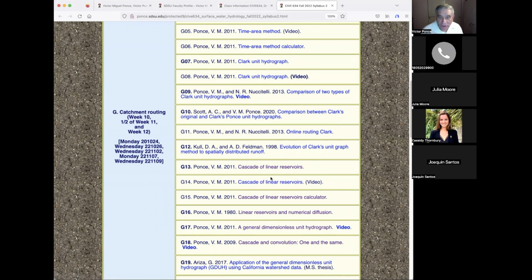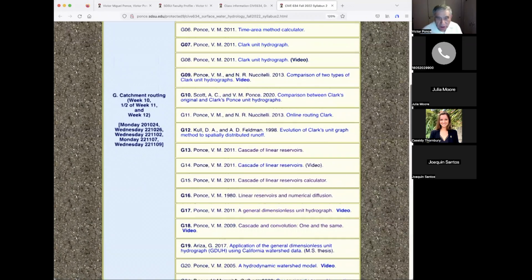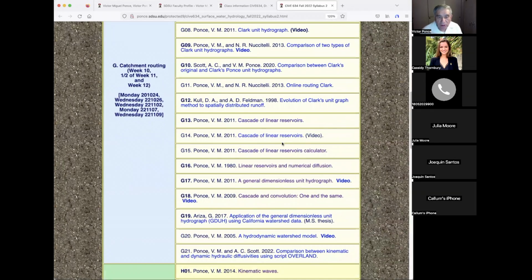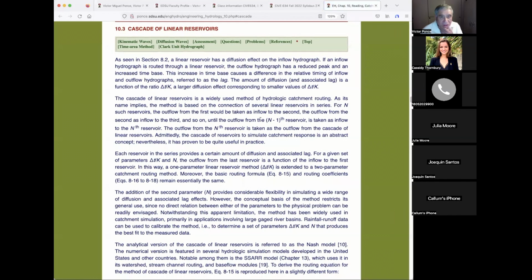So the subject today is cascade or linear reservoirs. I am going to cover G13, 16, and then 17, and I'll finish there. So that would leave 18, 19, 20, and 21 for this Wednesday. So let me get started with cascade of linear reservoirs, G13. Okay, we'll get started here.